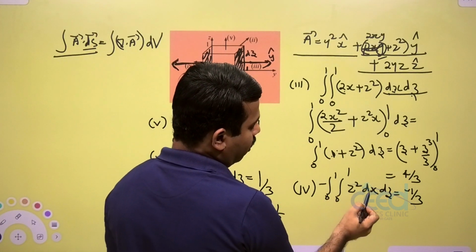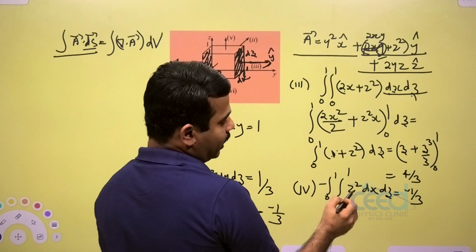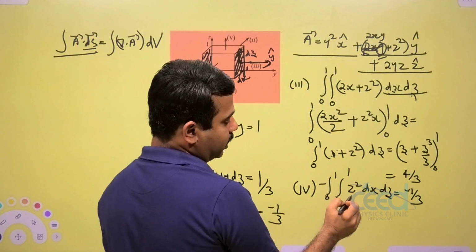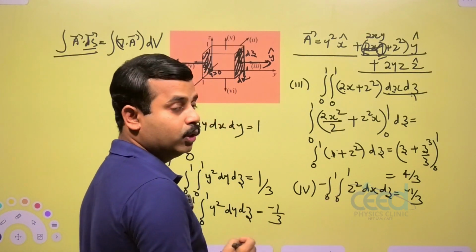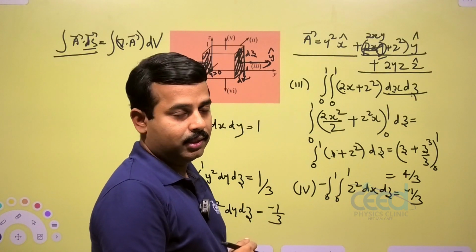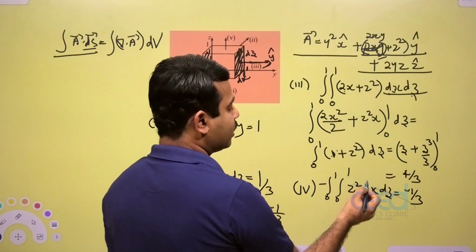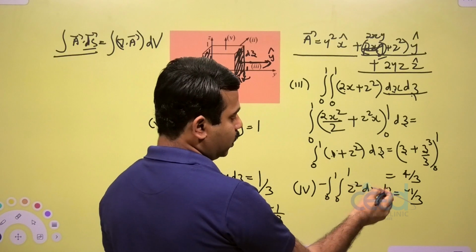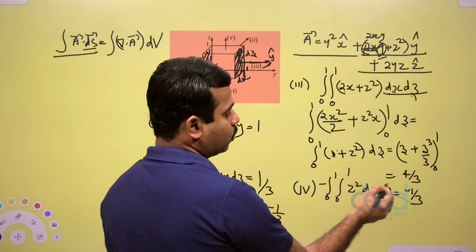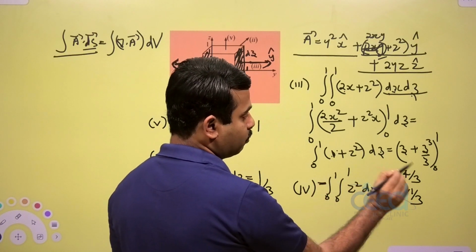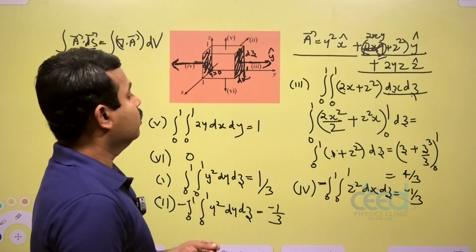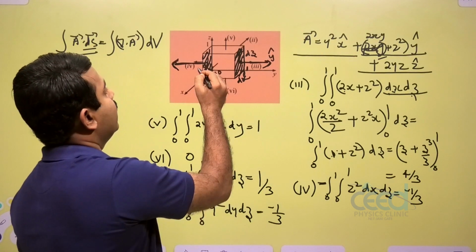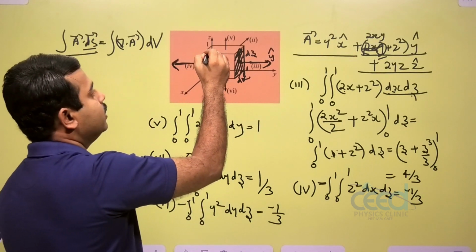Then for z square, first you apply the integral of z square dz, that is z cube by 3. Then z cube by 3 dx on integration, x is 0 to 1, that is again 1. Then z cube by 3 with limit 0 to 1 gives 1 by 3, then outside minus minus. So we calculated this area and this area. Now you can calculate this area.